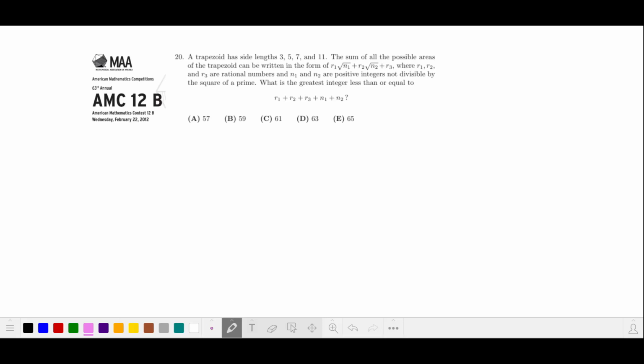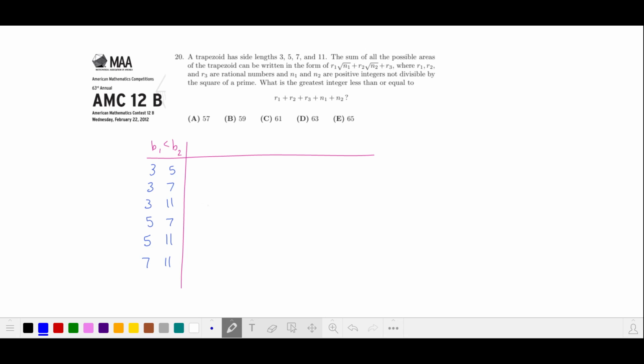We're going to create trapezoids using these 4 side lengths. We can choose 2 of them to be our bases, and then the other 2 side lengths will be the other 2 sides. These are all the ways that we can choose 2 of our side lengths to be the bases of our trapezoid, but you might suspect that these won't all produce valid trapezoids with a positive area.